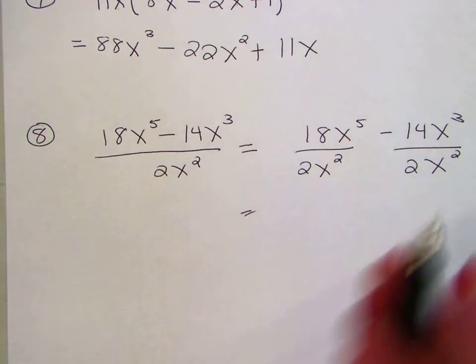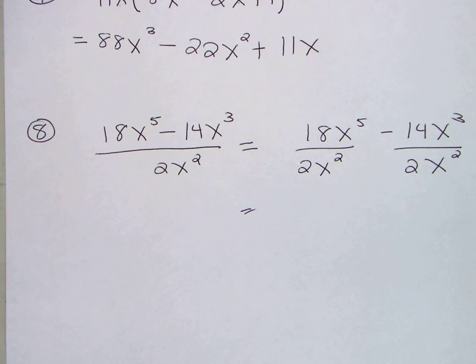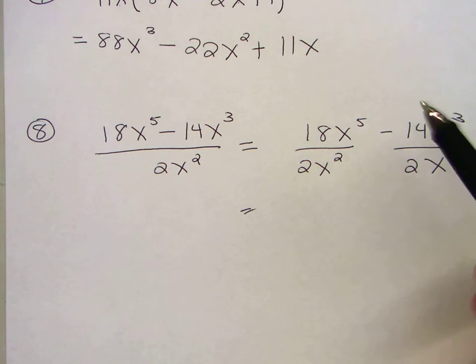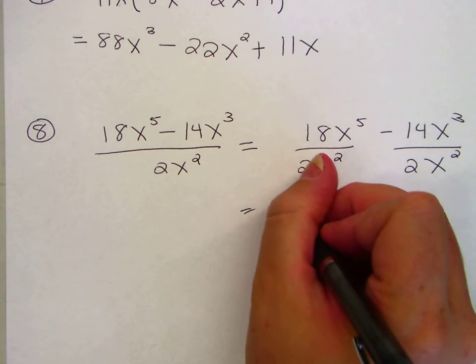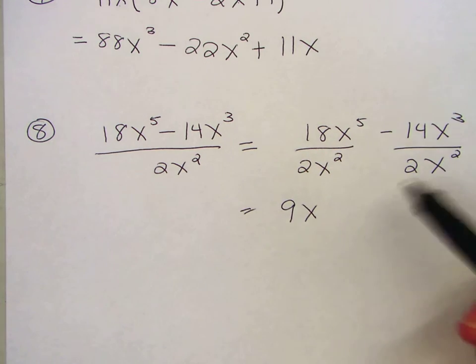If you do it this way, you make much less mistakes. It's really common to make mistakes on these. So do it this way, and I promise you, you won't make as many mistakes. All right, so now we're dividing. 18 divided by 2 is 9. When you divide, you subtract.